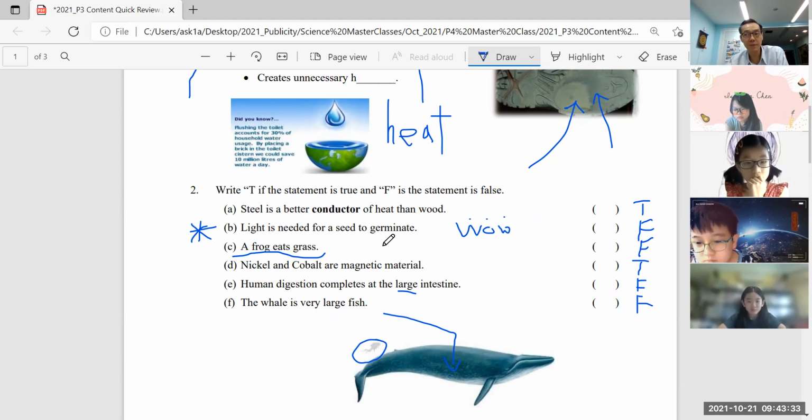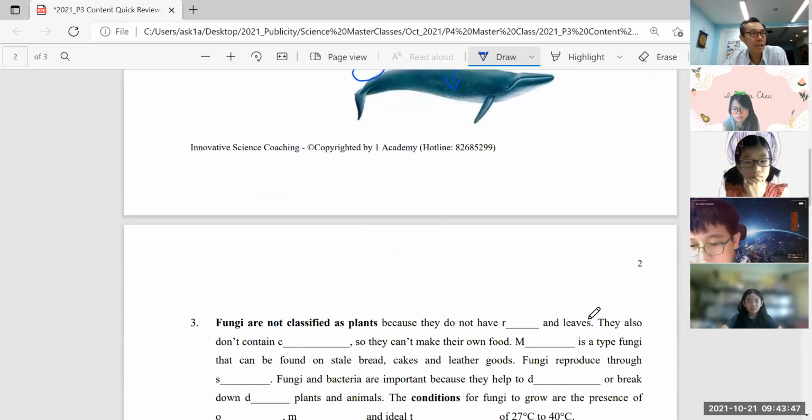And frog doesn't eat grass because frog is a carnivore. It eats insects. And the digestion completes in the small intestine, not the large intestine. Okay, a whale is not a fish, it is a mammal. In fact, it's a sea mammal. Okay, let's continue to the next page.